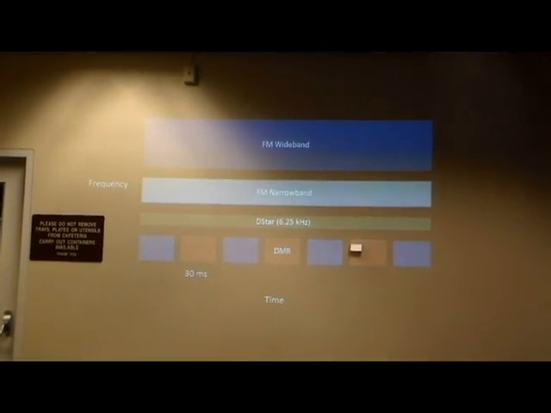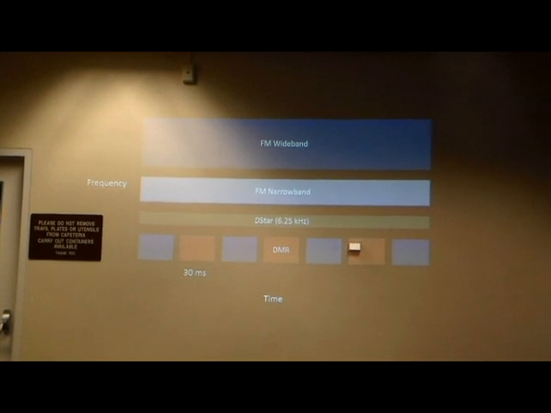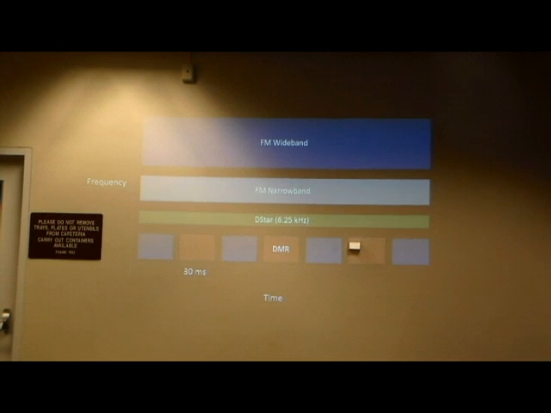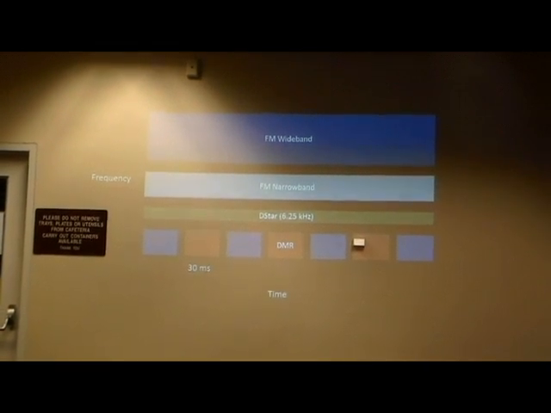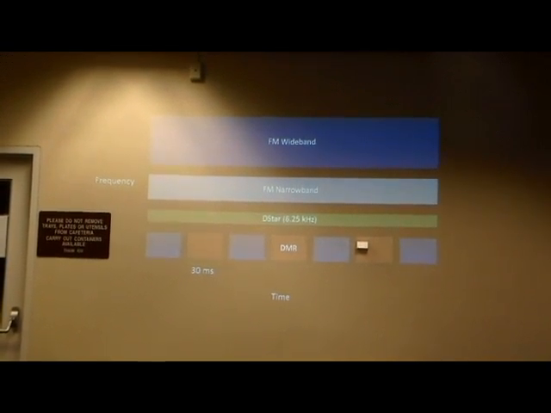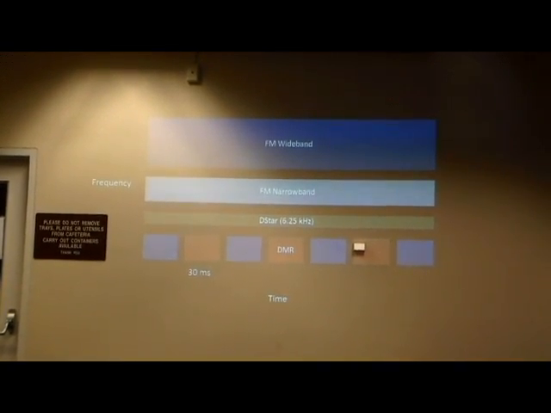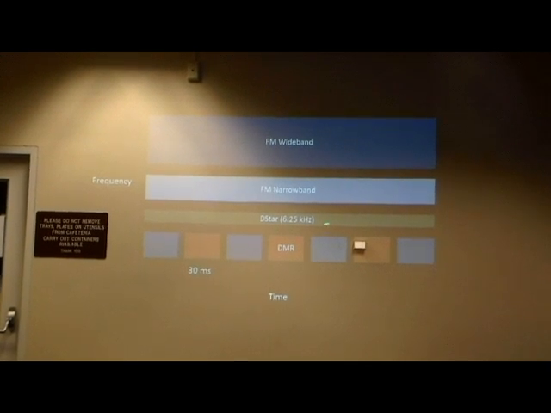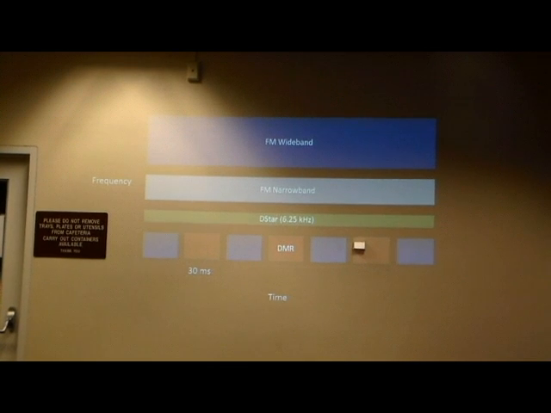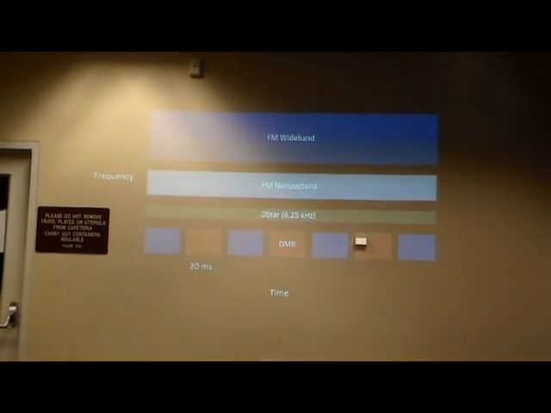So you think normal FM wideband, the kind of stuff we use in the repeater, somewhere around, what, 20, 25 kilohertz wide. FM narrowband, somewhere around 10 to 13 kilohertz, I want to say. D-Star, and I do this for comparison, uses 6.5 or 6.25 kilohertz, so it's pretty narrow. DMR kind of does things a little bit differently.